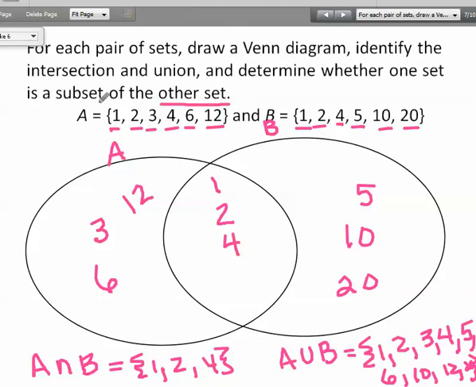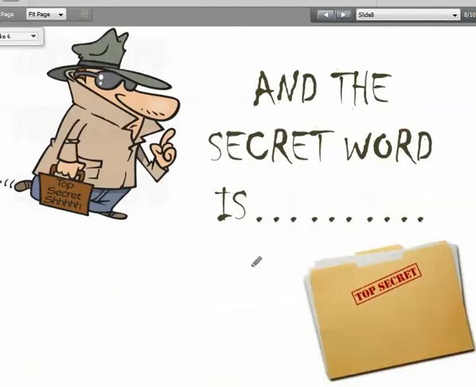Now, it asks if one is a subset of the other. That means, is all of A, or all the A numbers, also in the B set? Nope. Are all the B numbers in A? Nope. So neither one of them is a subset of the other. And that finishes our lesson.